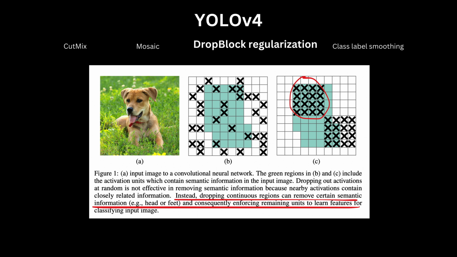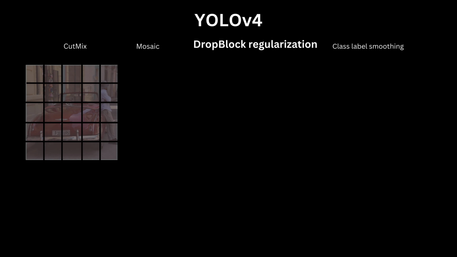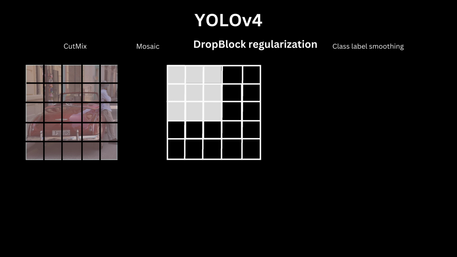So how do we remove these continuous regions? We'll go through all the steps and apply Dropblock on a sample feature map to understand this. Given a feature map, we first create a mask which has 1 in cells which we want to drop off and zeros in cells which we want to keep.